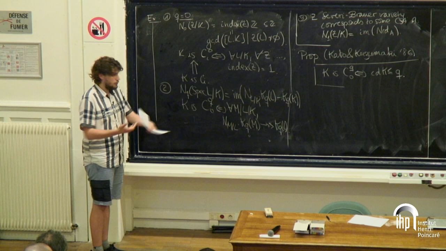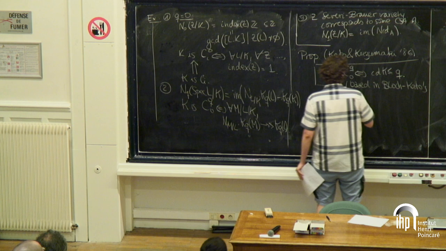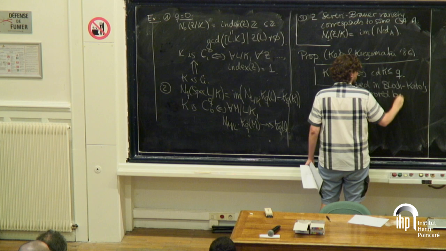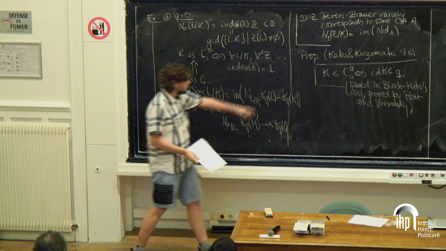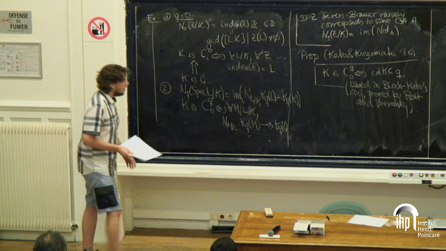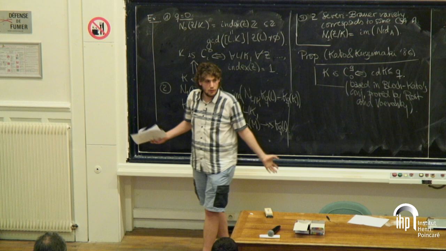So this is based on Bloch-Kato's conjecture, which has been proved by Rost and Voevodsky. So by using Bloch-Kato's conjecture, the proof of this proposition is pretty easy. Without it, I don't know how to do it. OK, so they proved this. And then they made a conjecture that essentially stated that it's not only the case of this C0Q property. In fact, all the CIQ properties should characterize cohomological dimension.